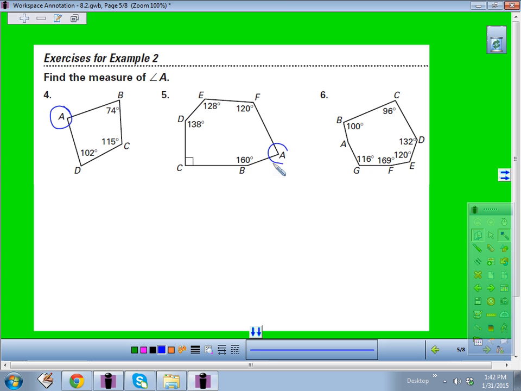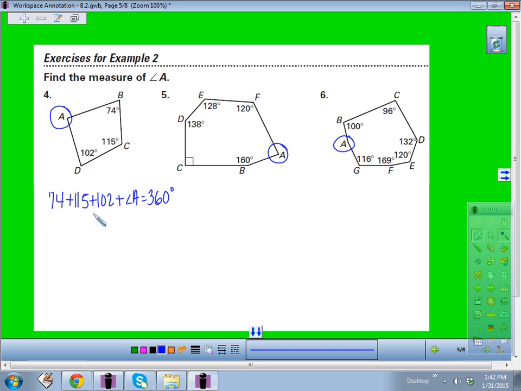Alright, so we're trying to find the measure of angle A. I'm going to circle the angle in all of these. I want to find the sum of all the angles inside this quadrilateral. We know that should be 360 degrees. So we would say 74 plus 115 plus 102 plus angle A equals 360 degrees.